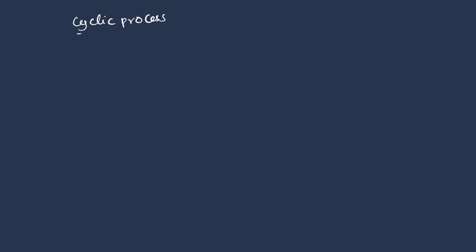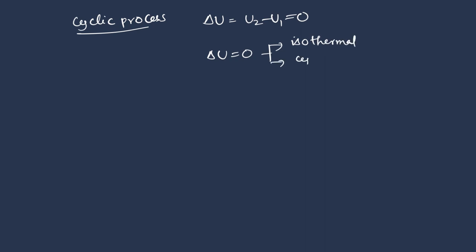In a cyclic process, delta U, that is U2 minus U1, is 0. Keep in mind that delta U equals 0 in two cases: the isothermal process and the cyclic process. Then by the first law, delta U is equal to Q plus W, so 0 is equal to Q plus W. Then W is equal to minus Q.